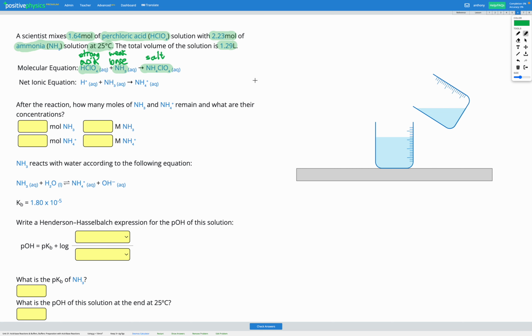Our goal is to figure out how much of our weak base and its conjugate acid we have remaining after this reaction happens, because that's what's going to form our buffer solution. So we start with 1.64 moles of HClO4, and we have 2.23 moles of ammonia. We can see from our equation that we have 1 mole of HClO4 reacting with 1 mole of ammonia. It's a 1-to-1 ratio. So based on that, we can see that NH3 ammonia is in excess.